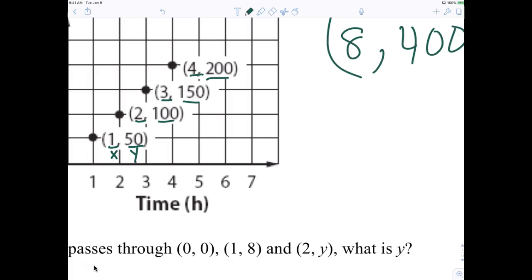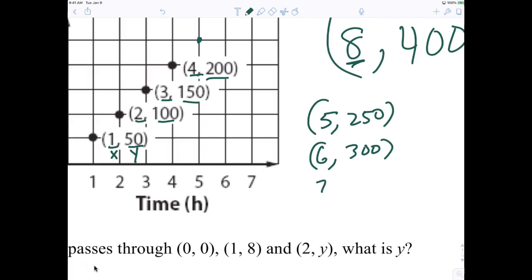Yeah, but that would be for what number? 5. And we're looking for what? 8. So you're right. 5 would be 250. What would 6 be? 300. What would 7 be? And what would 8 be? Oh! Now you got it.